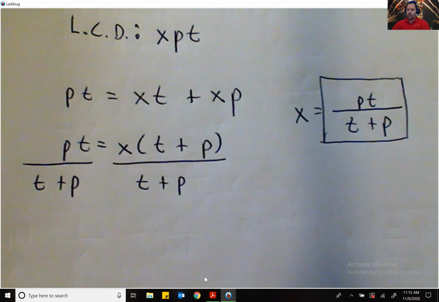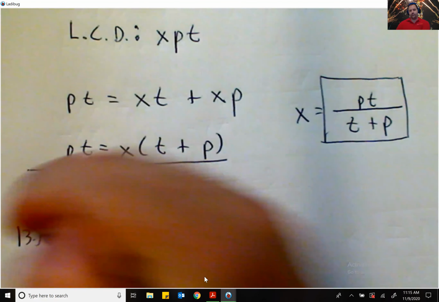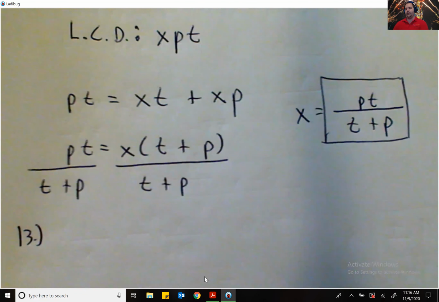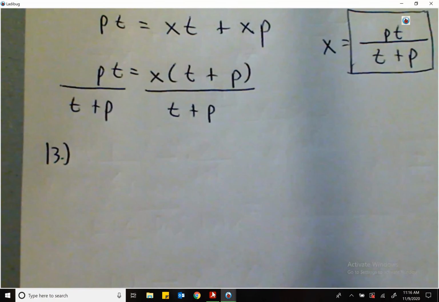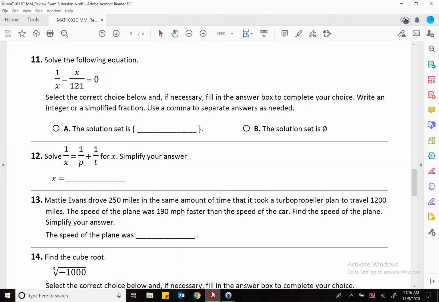Good work. One more problem and then we are out of rationals. So number 13. It says Maddie Evans drove 250 miles in the same amount of time it took a turbo propeller plane, I'm sure that's a plane, to travel 120 miles. The speed of the plane was 190 miles per hour faster than the speed of the car. Find the speed of the plane.